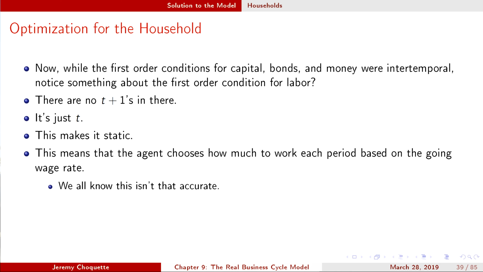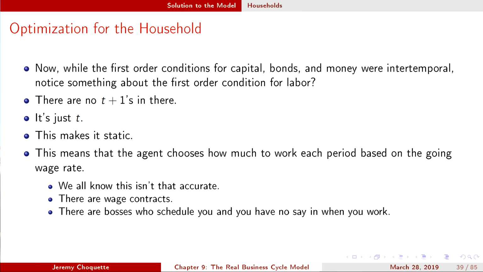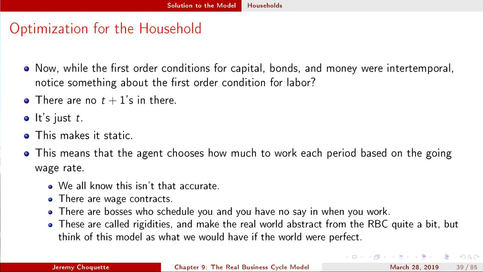Now, we know this isn't entirely accurate, right? Some of the stuff that we see in the real world is, well, different than what the interpretation of this particular model would be telling us, right? We've got wage contracts. There are bosses who schedule you, and you really have no say in when you work. These are certain types of rigidities, right? They make the real world abstract from the real business cycle quite a bit, actually. And so we kind of think of this model as what we would have if the world were perfect, right? But it's not. In addition, it kind of looks bad when wages fall.